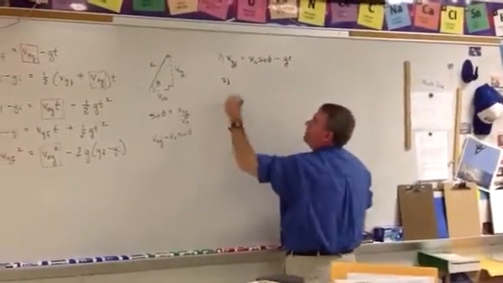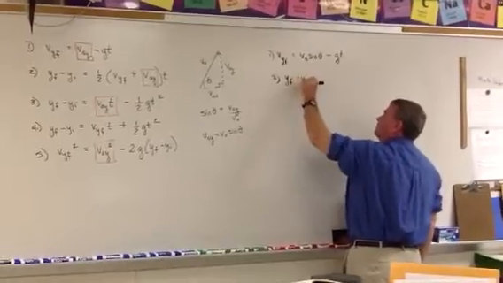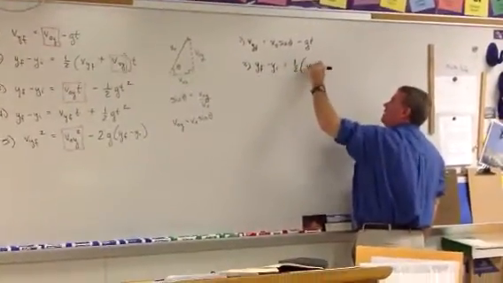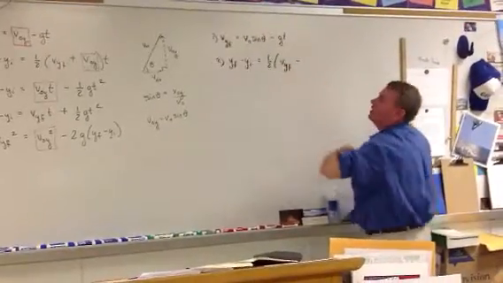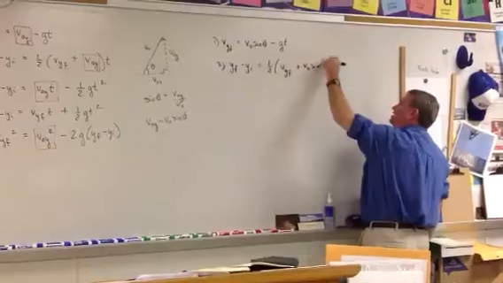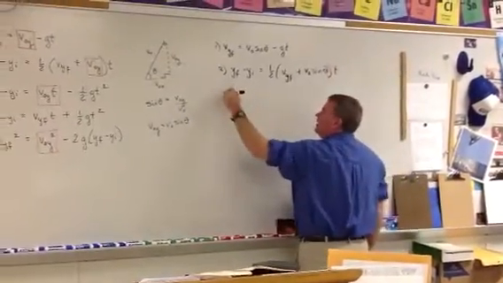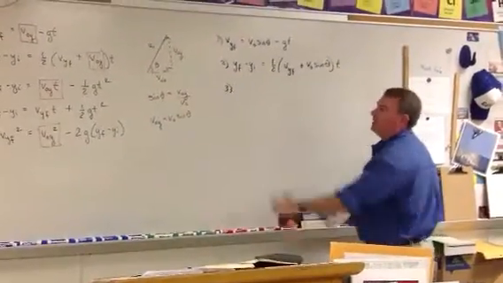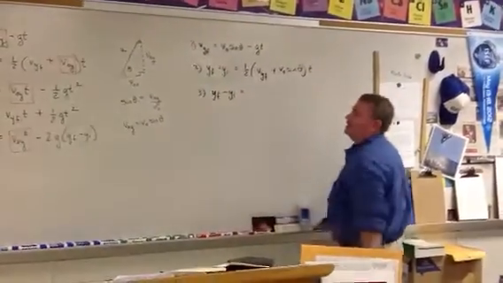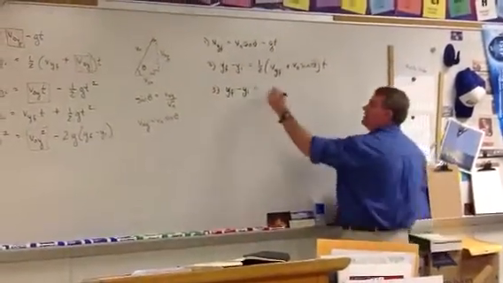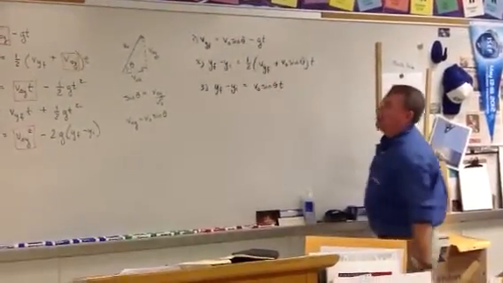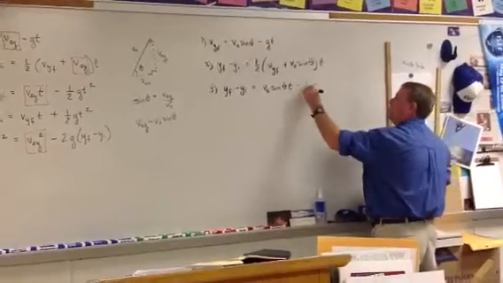Equation 2 is Yf minus Yi is equal to 1/2 (Vyf plus V naught sine theta) t. Equation 3 is Yf minus Yi is equal to V naught sine theta t, and that's minus 1/2 Gt squared.